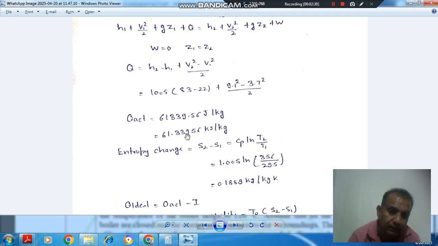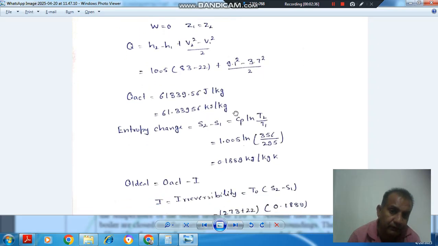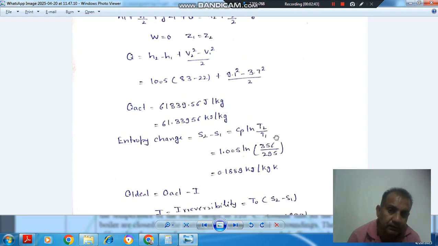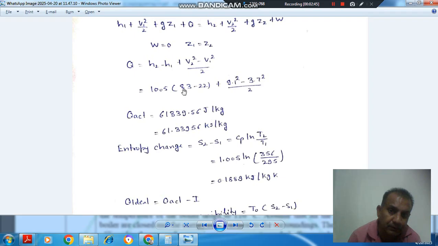61339.56 joules per kg or 61.33956 kilojoules per kg. Due to this heat addition, there is entropy change because temperature is rising. Temperature is becoming 83 degrees Celsius or 356 Kelvin, and initial temperature was 22 degrees Celsius or 295 Kelvin.